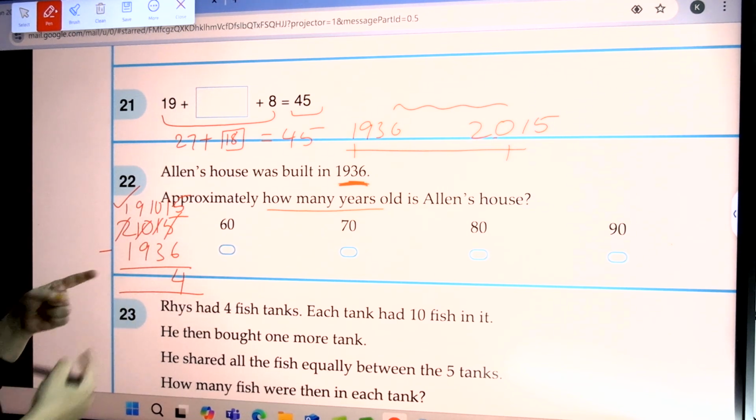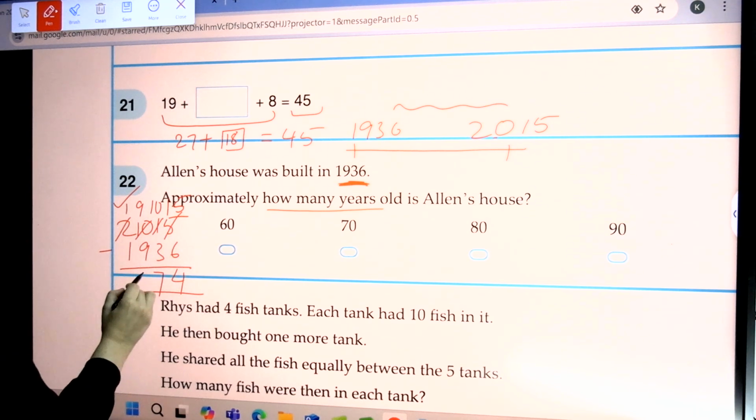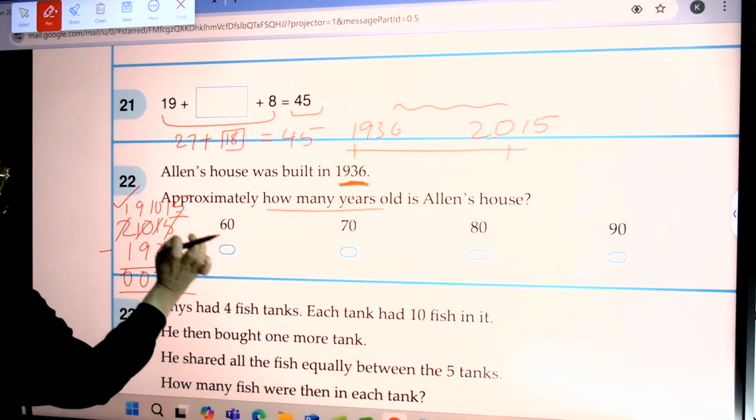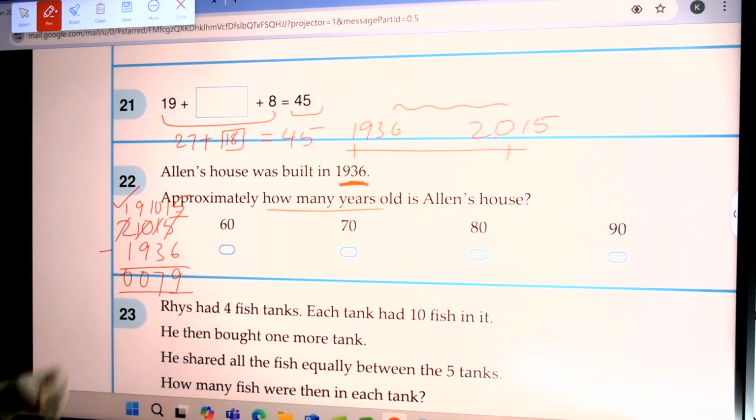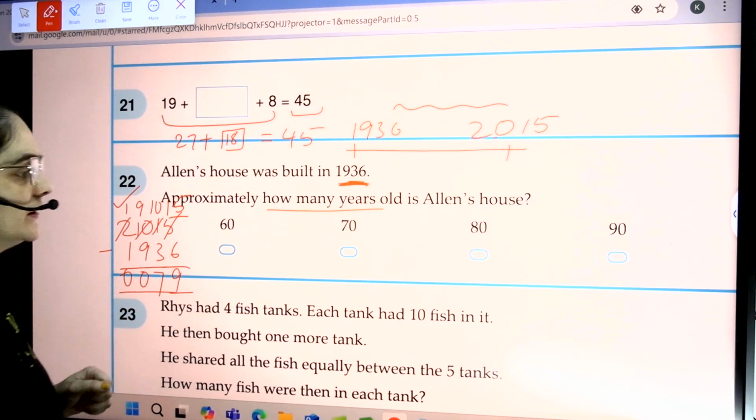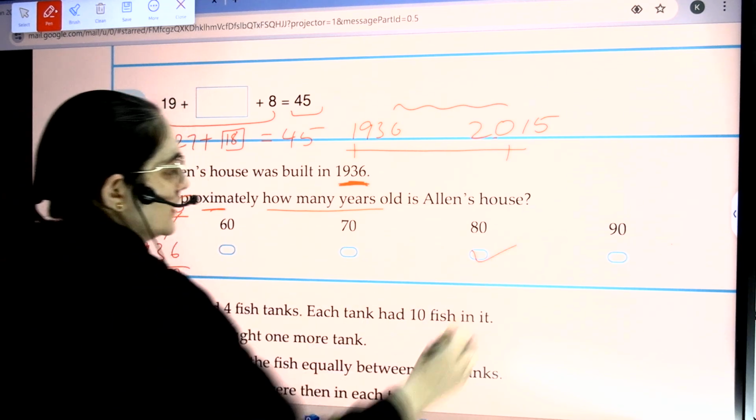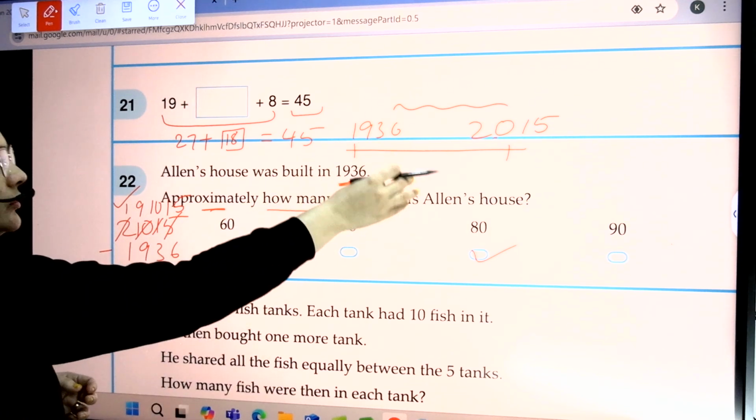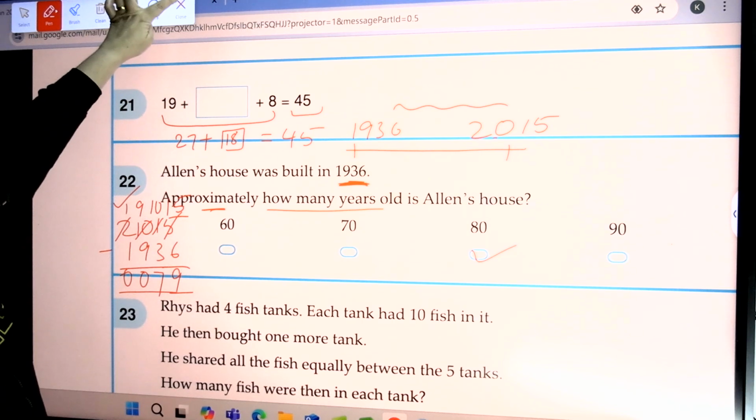I hope you understand this borrowing method. So 10 take away 3 is 7. 9 take away 9 is 0. 1 take away 1 is 0. This is my bad, 15 take away 6 is 9. So 79 years. They said approximately, so this should be 80. So from 1936 to 2015, there is a gap of 79 years, which is approximately 80 years.